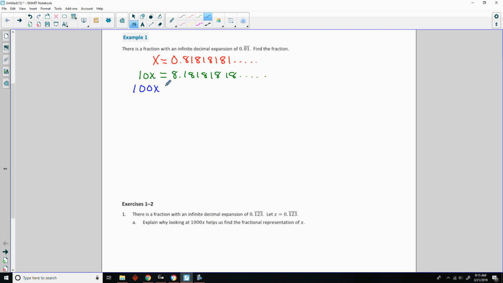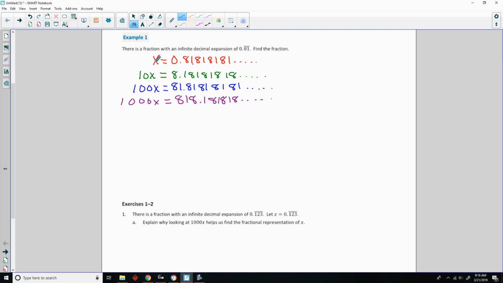So we're doing multiples of 10 here, just moving the decimal place. Now multiplying by 100 would move the decimal 2 places to the right. So that'd be 81.8181 and so on, and so on, and so on. Now if I multiply that by 1,000, then I'd get 1, 2, 3 decimal places, or 818.1818.